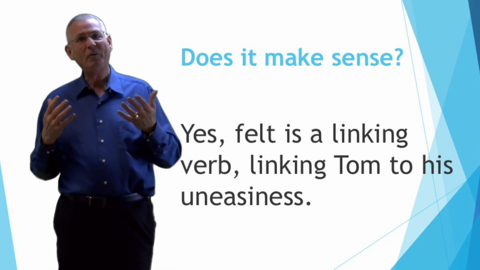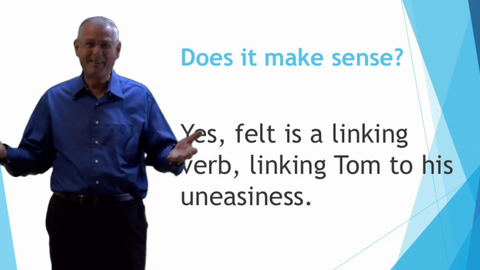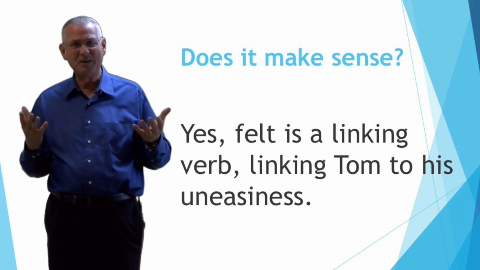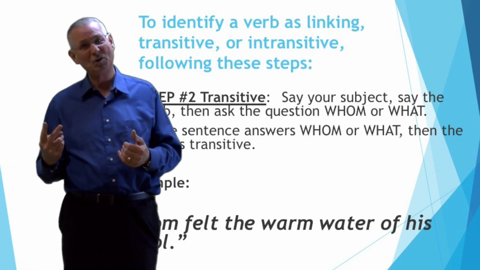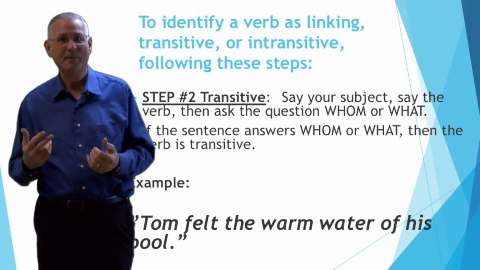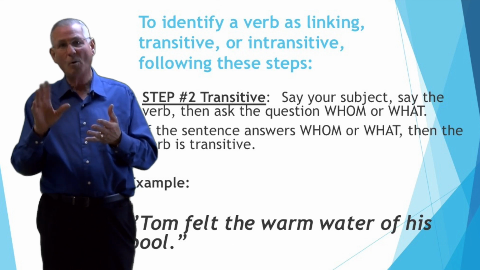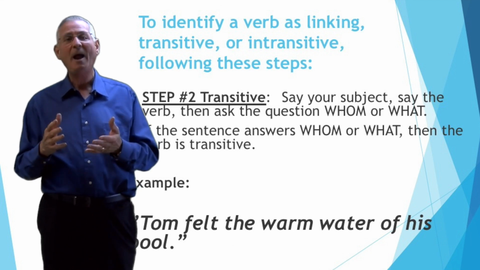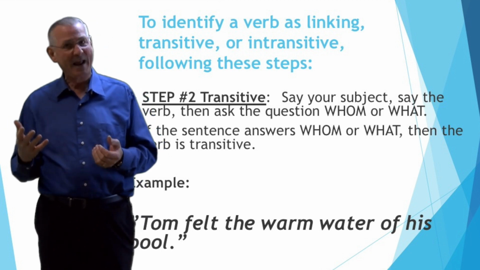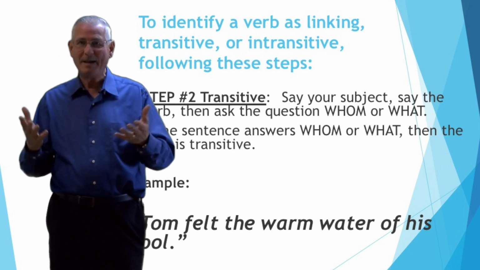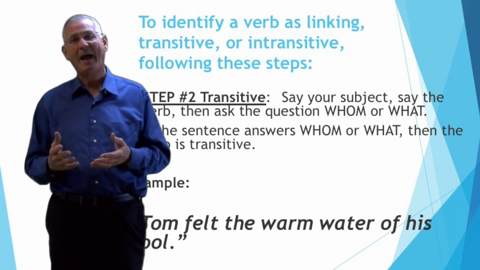Now, if you say the subject and say equals and the rest of the sentence and it doesn't make any sense, or the sentence completely changes its meaning, it obviously is not linking. Now you go to step number two, which is transitive. To find a transitive verb, you say your subject, you say your verb, you no longer say equals, you just say the verb, and then you ask the question whom or what after the verb. If it answers whom or what, that means it's a transitive verb and the action transferred from the subject to the verb to the ideas after the verb.